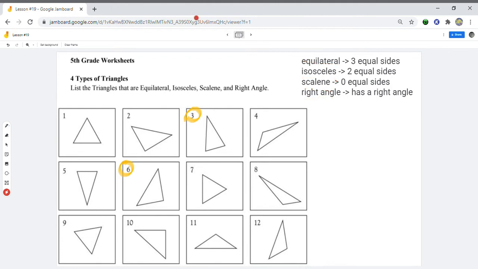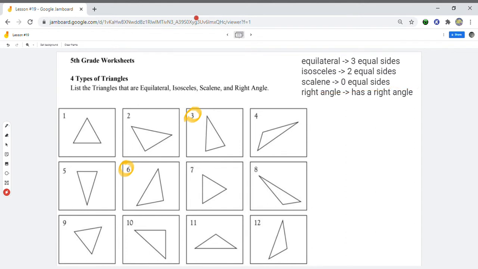So for number 3, what I like to do when determining what type of triangle this is, I like to go first right angle. So I first check if it has a right angle or not. So number 3 over here, if you look at all of the angles over here, it looks like there is no right angle, so it is not a right angle triangle.